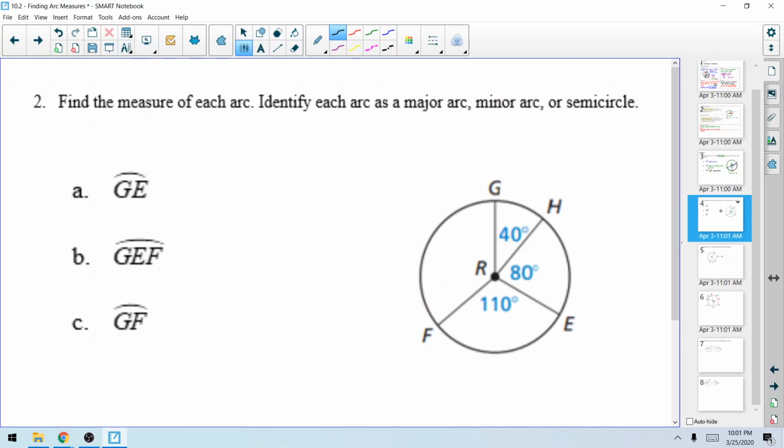Let's try that again. Find the measure of each arc. Identify each arc as major, minor, or semicircle. GE. So first of all, GE. So if I want GE, here's my corresponding central angle. I've got an 80 degrees and a 40 degrees, so I'm going to take 80 plus 40, which is 120. So that's the measure. And then because it's less than 180, I'm also given 2 letters. I know that it's minor.